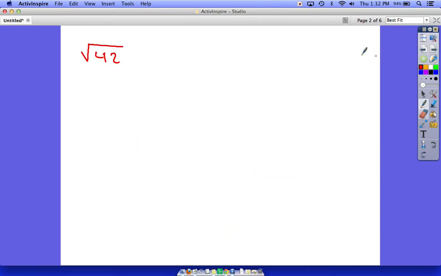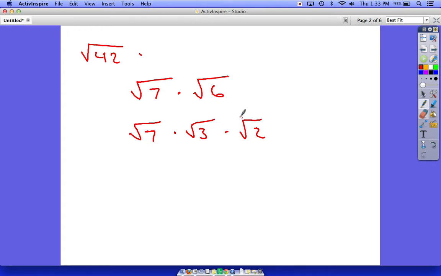So I'll go to my next example here. I've got the square root of 42. I can do the square root of 7 times the square root of 6. I can't simplify any of those. I don't have any perfect squares. So I'll do the square root of 7, because that's a prime number, times the square root of 3 times the square root of 2. Now here's an example where all I've got is prime numbers.